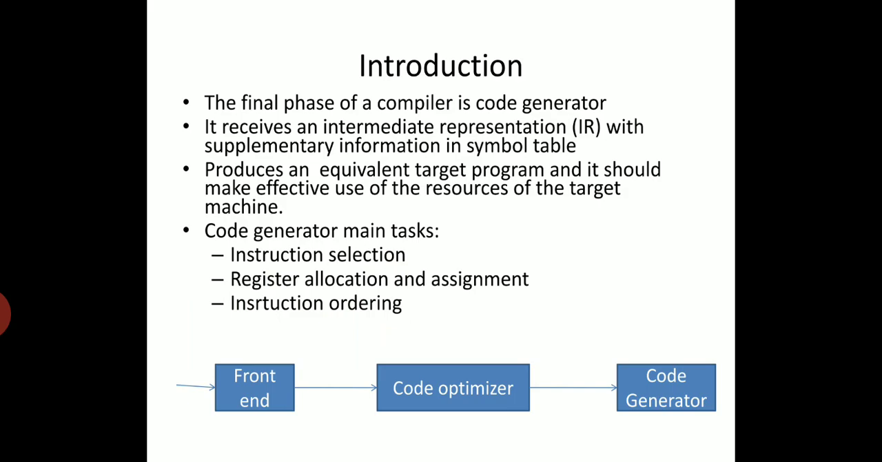Let us start with an introduction for code generator. The input to the code generator will be optimized intermediate code and the output will be target program. The major task of code generator includes instruction selection, register allocation and assignment, instruction ordering.